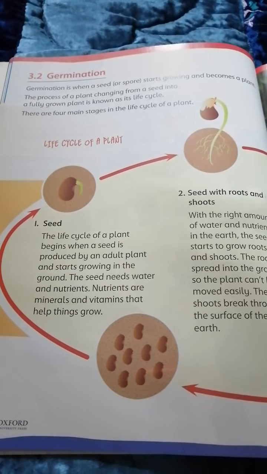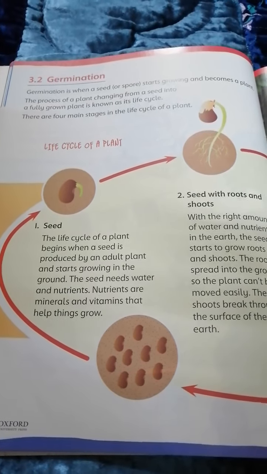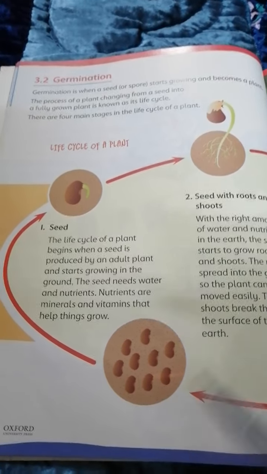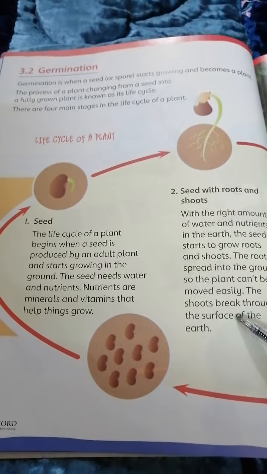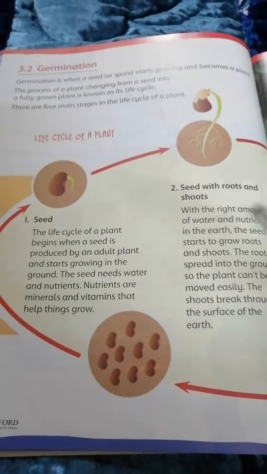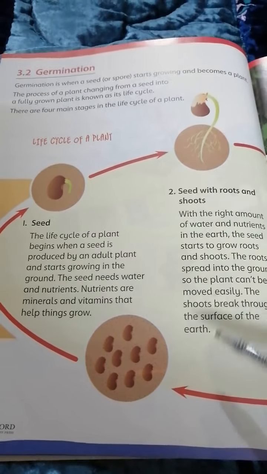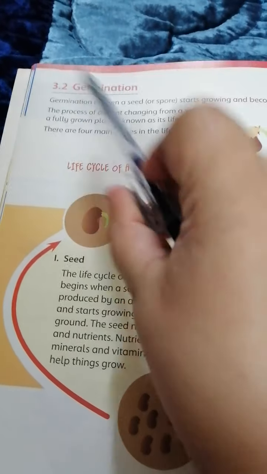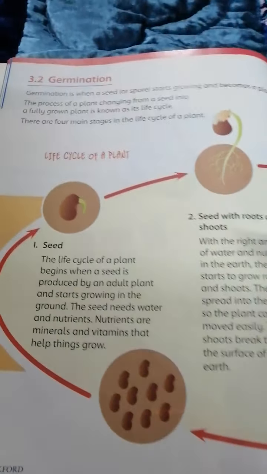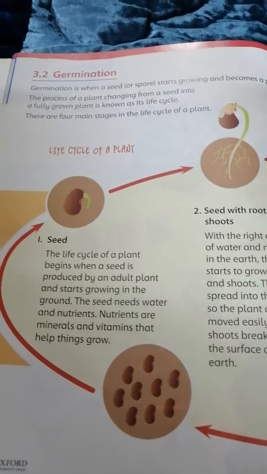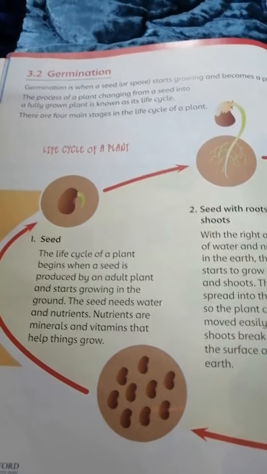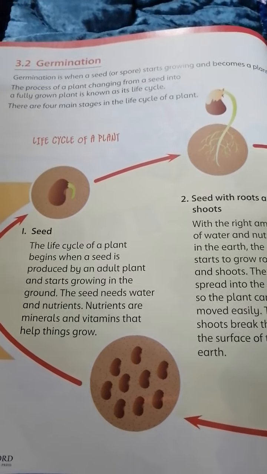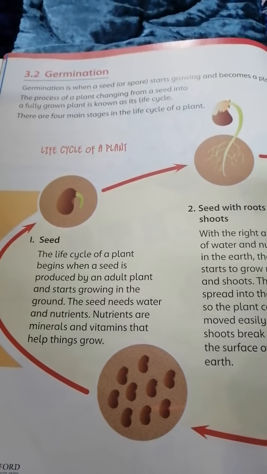So in our previous topic we read about some information about plants. Today we will read about the life cycle of plants, that is, how plants grow. First of all, our topic is what is germination. Germination is the process of a plant changing from a seed into a fully grown plant, and its life cycle has four stages.